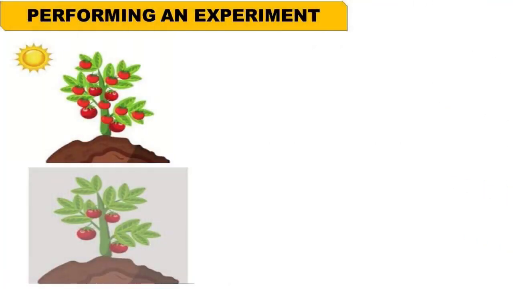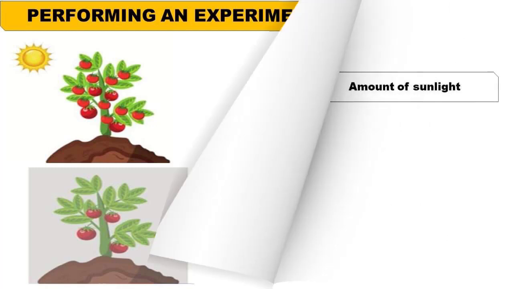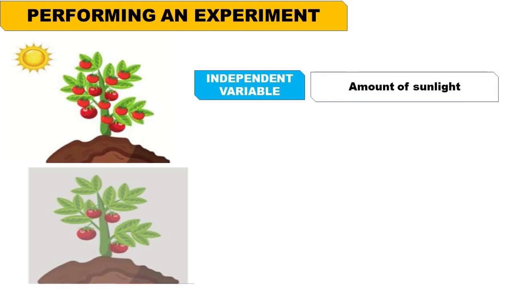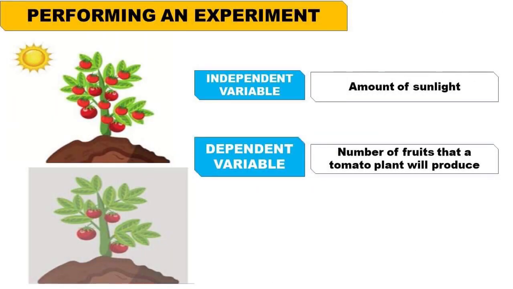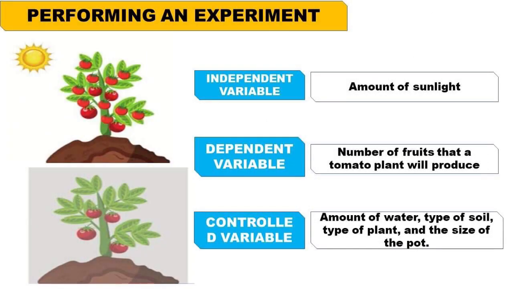For our example earlier, we want to test our hypothesis, which is if a tomato plant is placed in an area where there is enough sunlight, then it will produce more fruits. We will design an experiment testing the effects of sunlight on the number of fruits that a tomato plant will produce. The independent variable will be the amount of sunlight. The dependent variable, the number of fruits that a tomato plant will produce. The possible controlled variables are the amount of water, type of soil, type of plant, and the size of the bag.